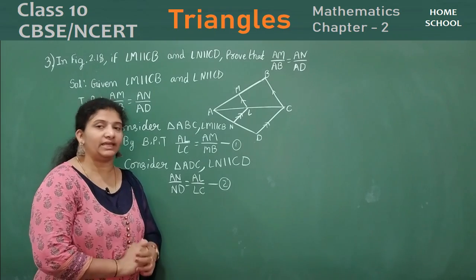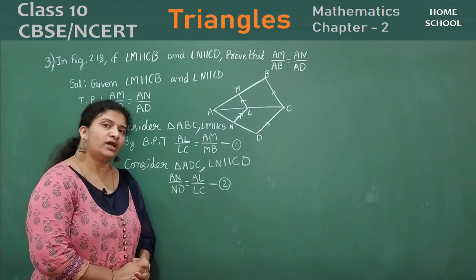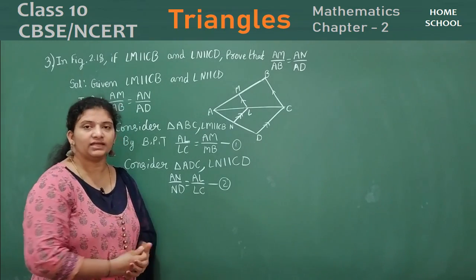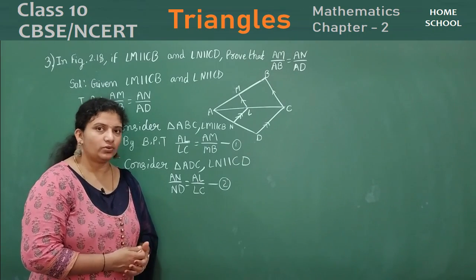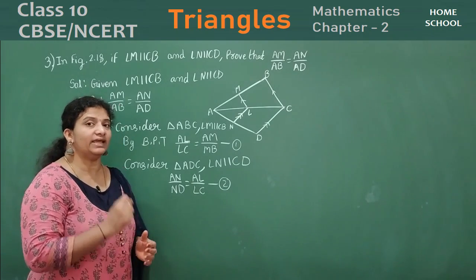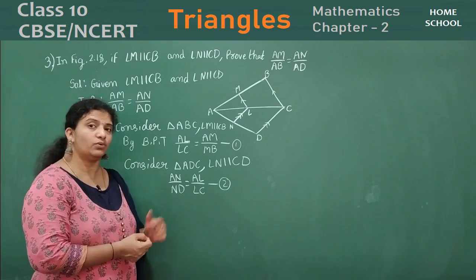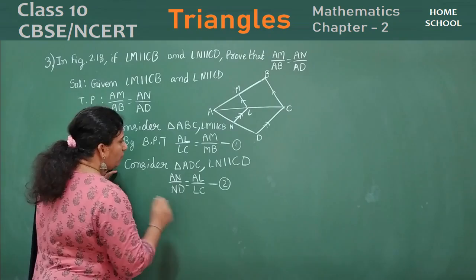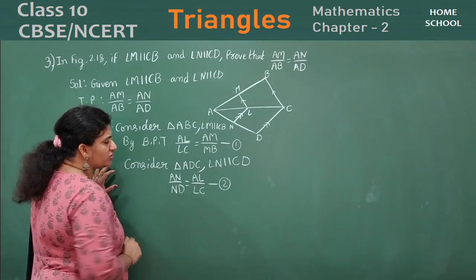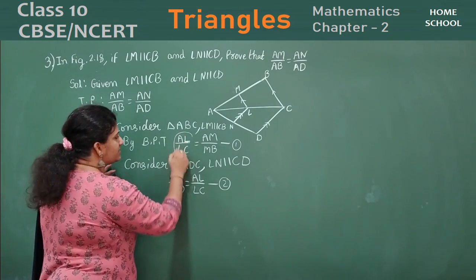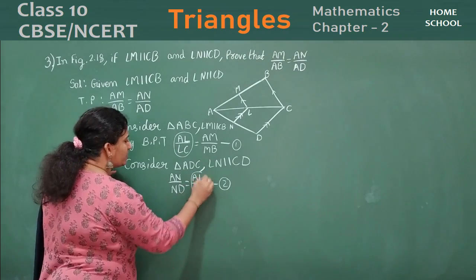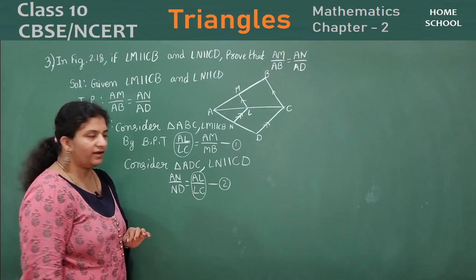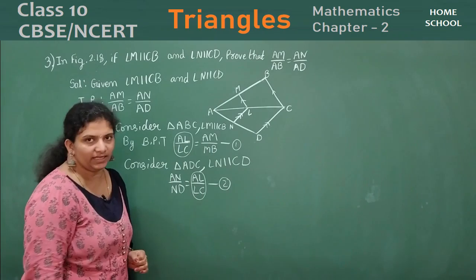Some children may get a doubt: Ma'am, we know the corollaries, can't we directly apply them? Yes, you can apply. But when they say use the corollary, you can use it. Otherwise, directly go with the BPT. So now, what can I do here? Compare these two equations, children. This ratio and this ratio are equal. So what can you write? These two you can write equal.